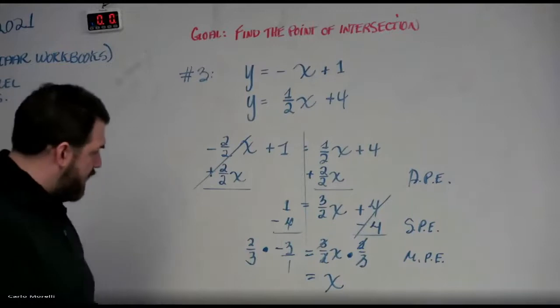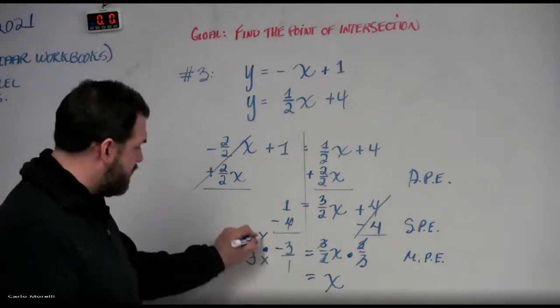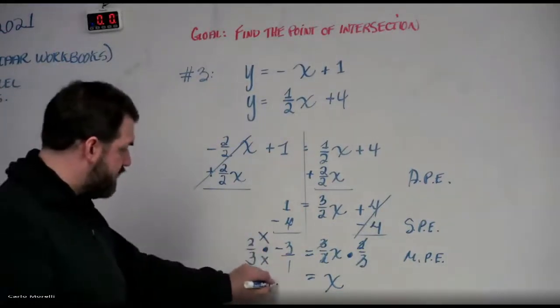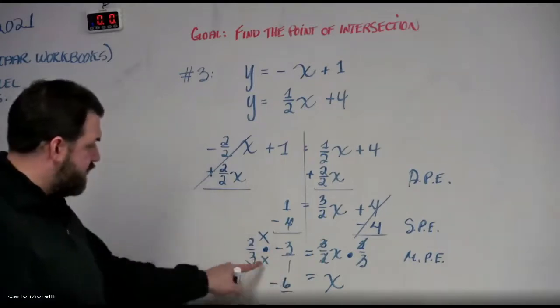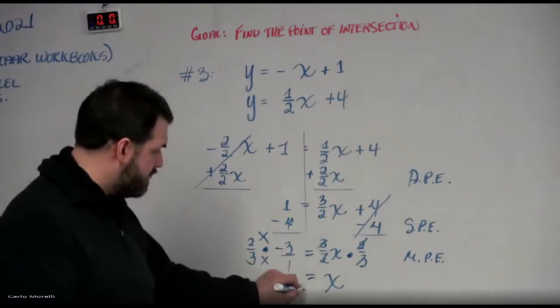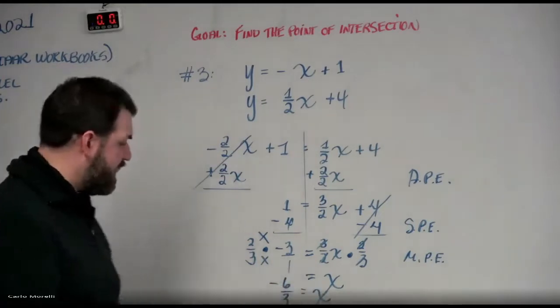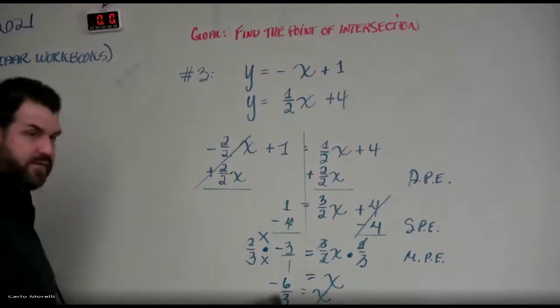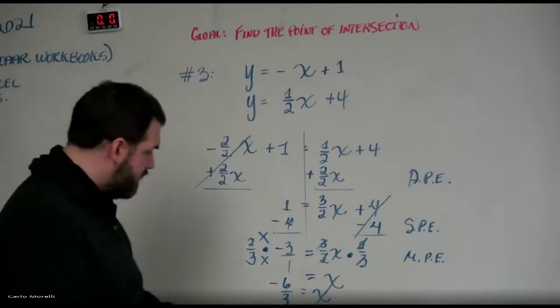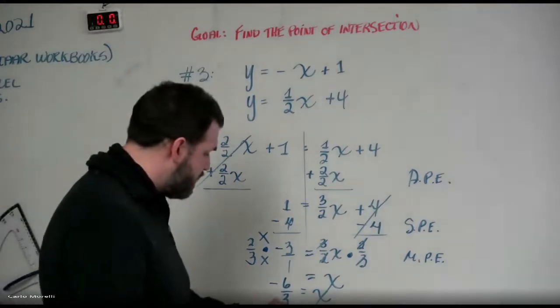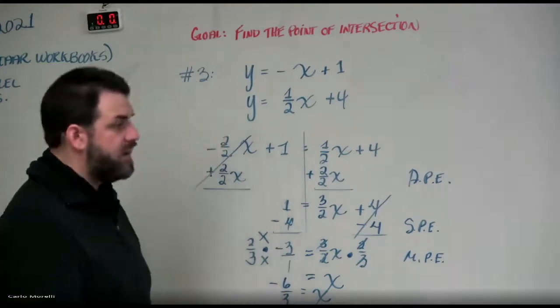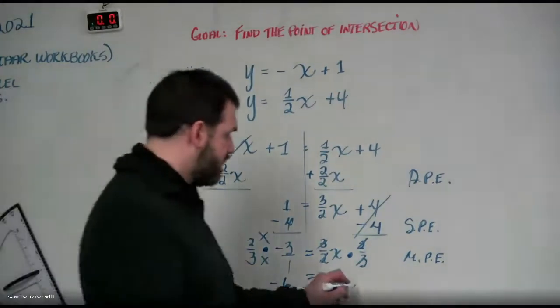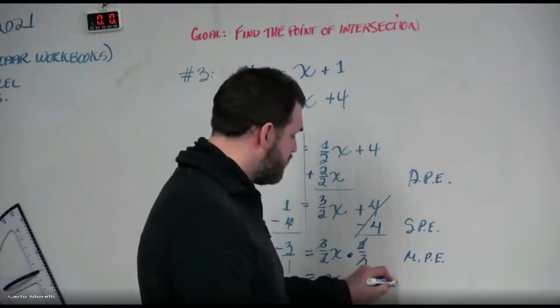Okay. So now I'm going to multiply across the top and across the bottom. 2 times negative 3 is negative 6. 3 times 1 is 3. So it's negative 6 over 3 equals x. But we know that negative 6 over 3 is just a fancy way of saying negative 2, because 6 divided by 3 is 2, and negative 6 divided by 3 is negative 2. So I found x, or we found x, is equal to negative 2. I'll write it where the camera can see it. X equals negative 2.